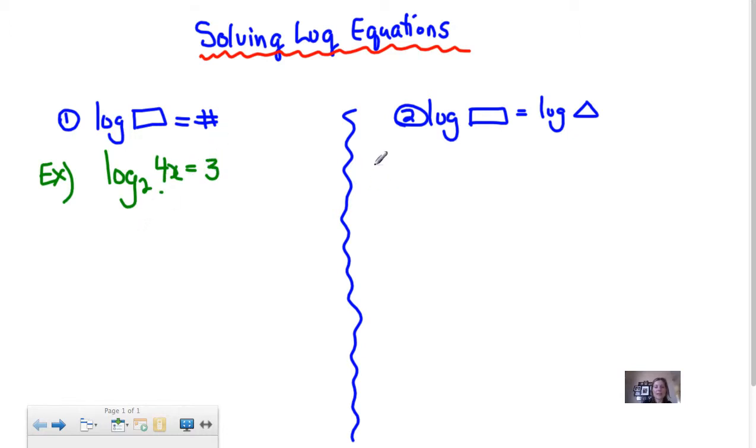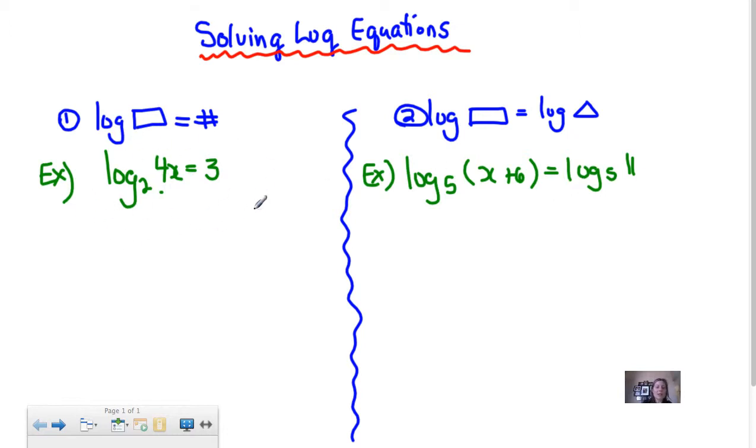Contrast that to this example over here where I've got the log base 5 of x plus 6 is equal to the log base 5 of 11. So in this case, you can see I've got the log of something is equal to the log of something else. So the log of something equals a number, or the log of something equals the log of something else.